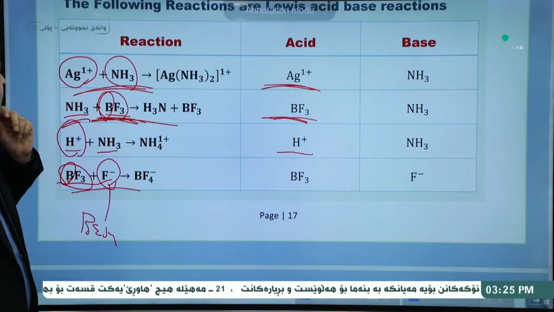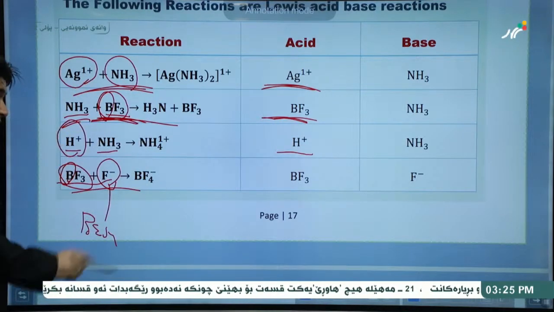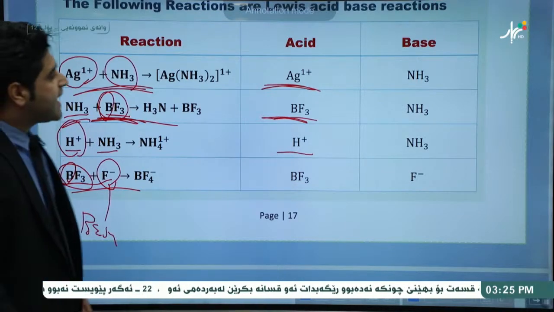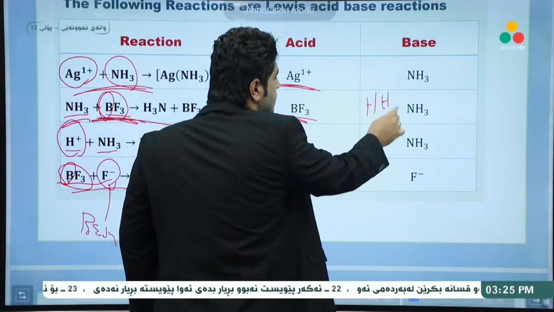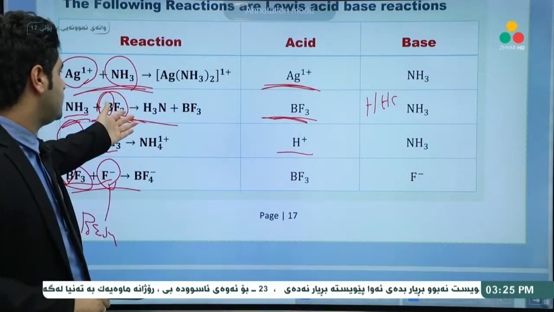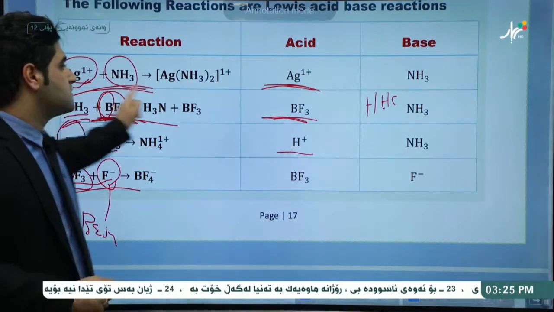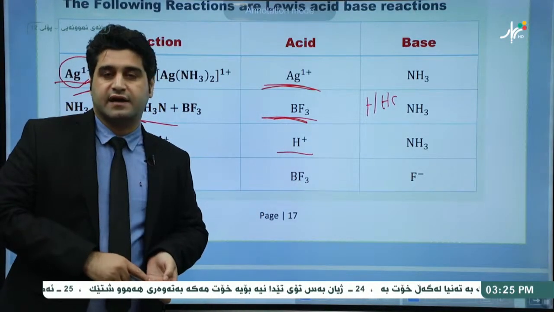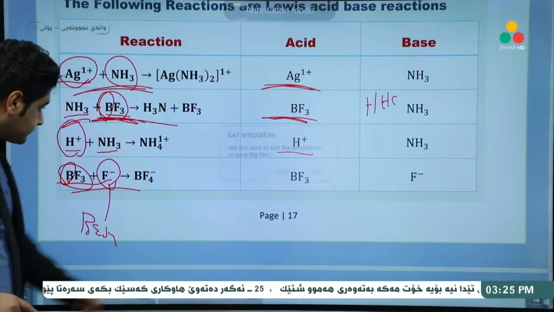So how can we identify? We have the broadest one, which is Lewis theory. That's why Lewis is the broadest one between them. Because if we have any compound that is acid according to Brønsted-Lowry and Arrhenius, it will be acid according to Lewis also. But if we have any compound that's acid according to Lewis, it's not necessarily acid according to Brønsted-Lowry and Arrhenius. That's the special point of the Lewis theory.